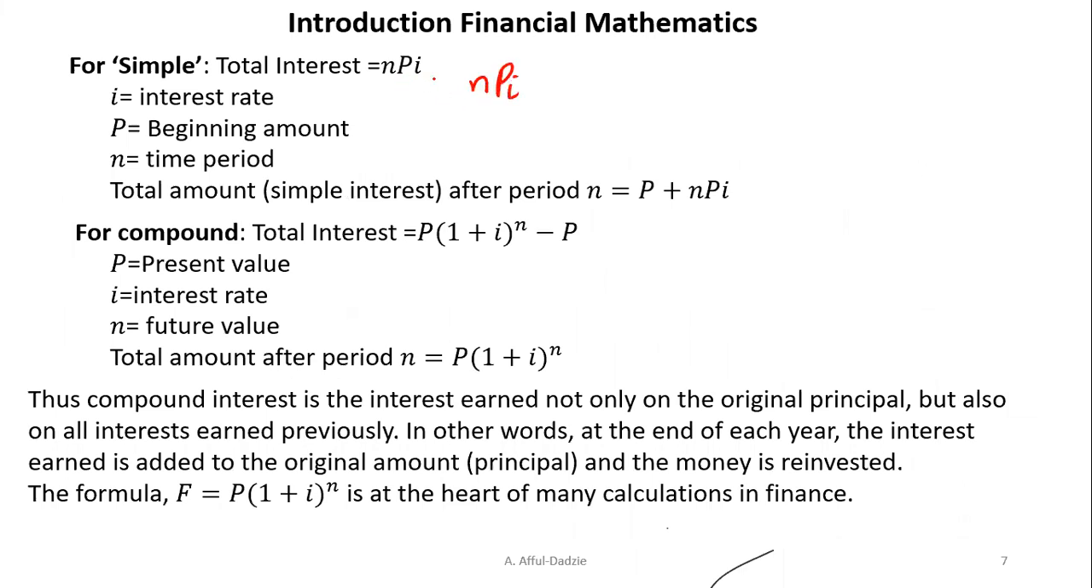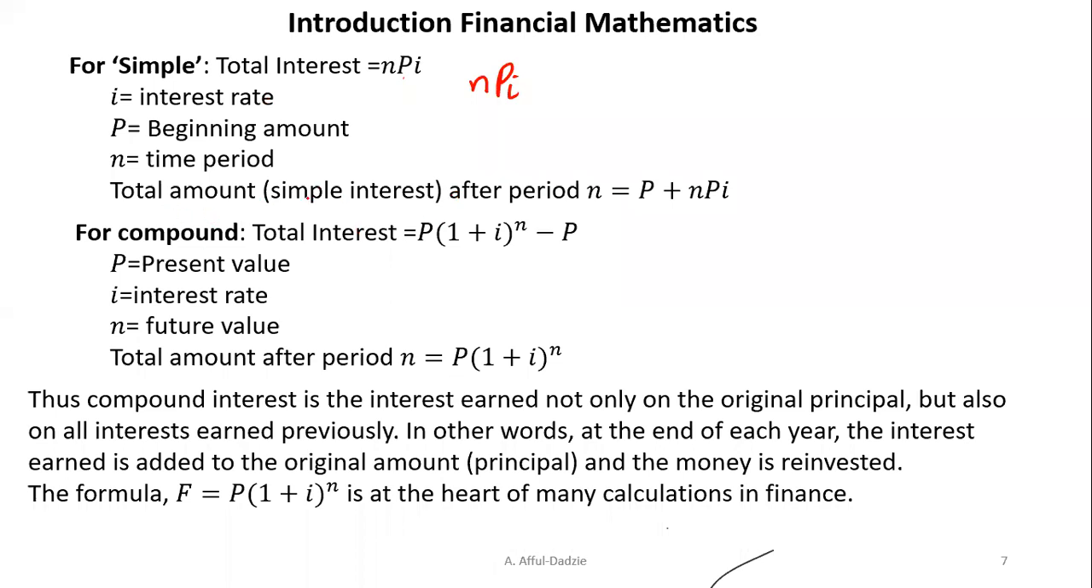For simple interest, the total interest is the principal times the interest rate times the number of years. I is the interest rate, P is the beginning amount, N is the time period. So if it's 5 years, it is that interest rate times the principal times the number of years.